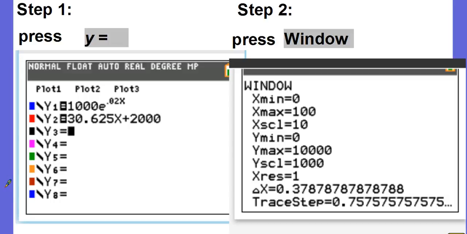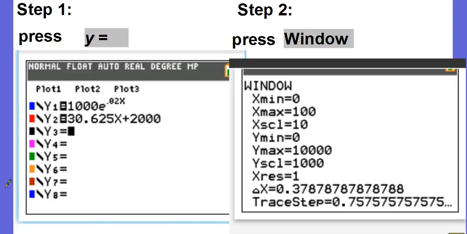And then we're going to change the window, because right now you won't see any of the graph. The window setting is right next to the y equals button, just to the right of it. We're going to put in an x minimum of 0, an x maximum of 100. Remember, these are our times. And an x scale of 10. So it's going to mark 10, 20, 30, 40, 50, like that.